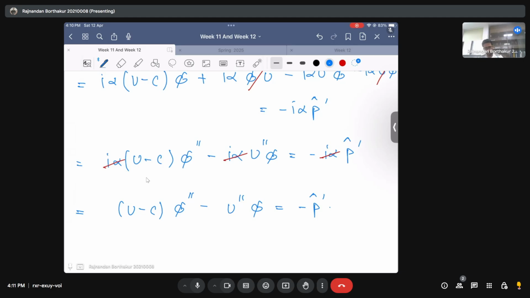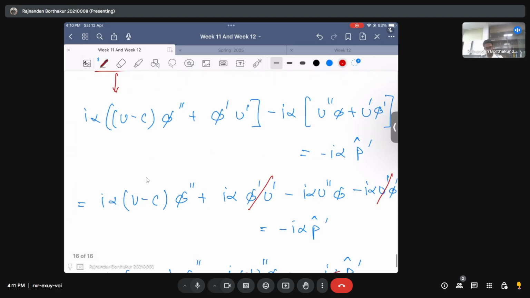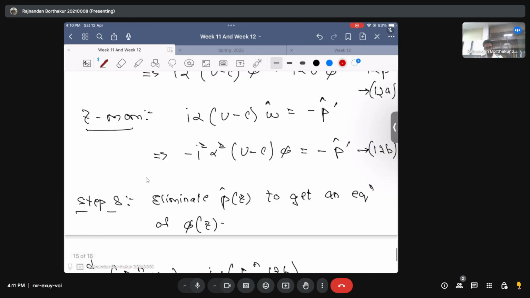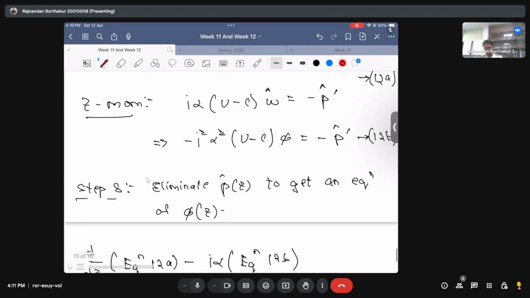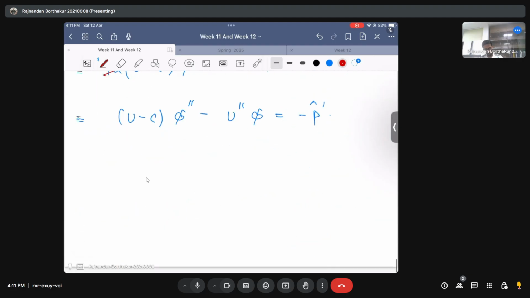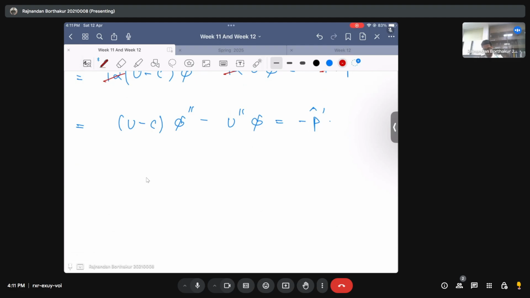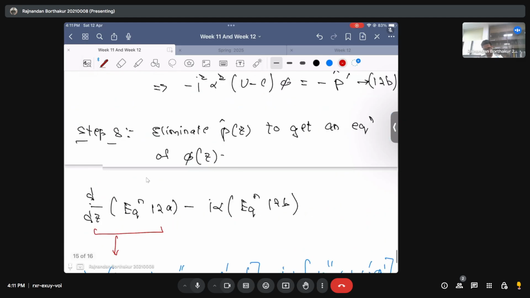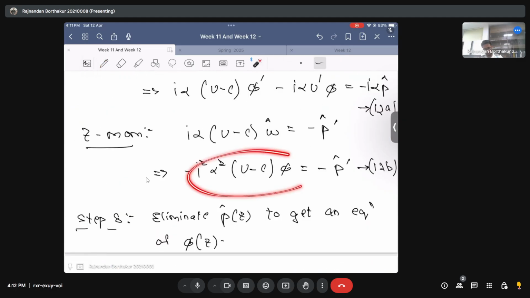Okay, so now what you need to do is, there is also this z momentum equation which we need to multiply by i alpha. So if you do this, what does it turn out to be? There is an i alpha multiplied, and there is already this i squared alpha squared present. It is from this part.